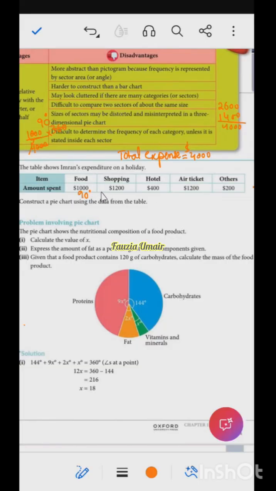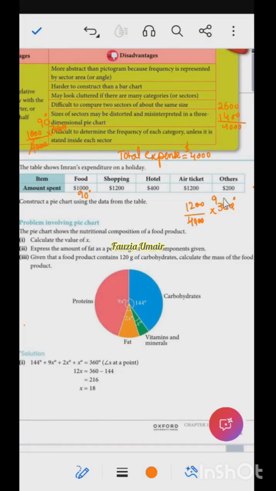So now the second is 1,200 out of 4,000. So you will solve like this. How much has he spent on shopping? 1,200 divided by 4,000 multiplied with 360 degrees. So these 2 zeros can be cancelled. This 1 zero will be cancelled with this. So 4 9s are 36.